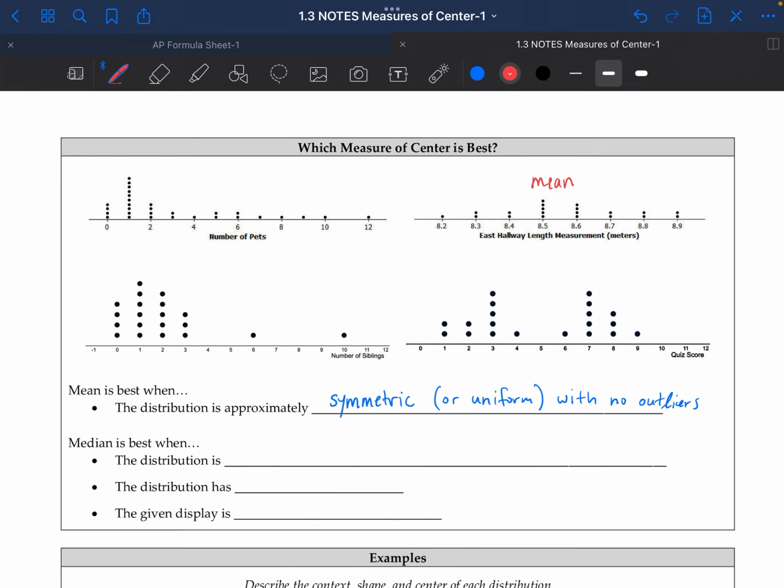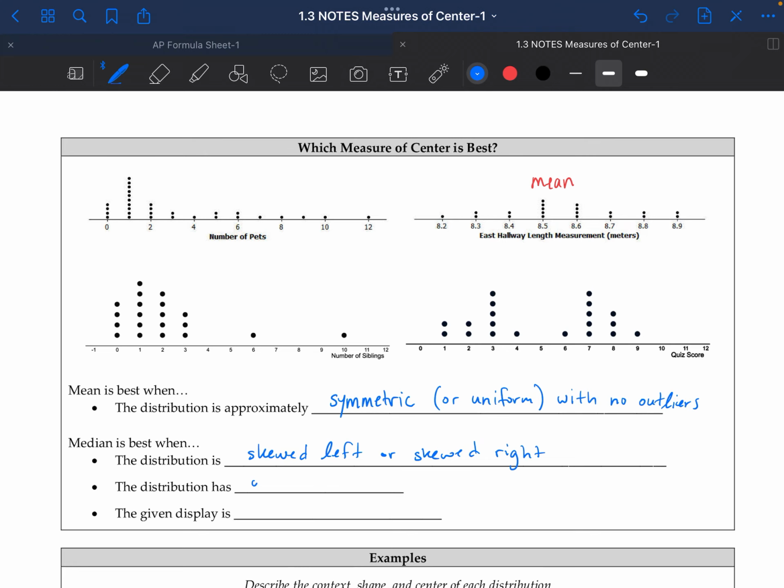Now, when do you use median? Pretty much in all the other cases. So the scenarios, if the distribution is skewed left or skewed right, that would be a scenario when you would want to use it.